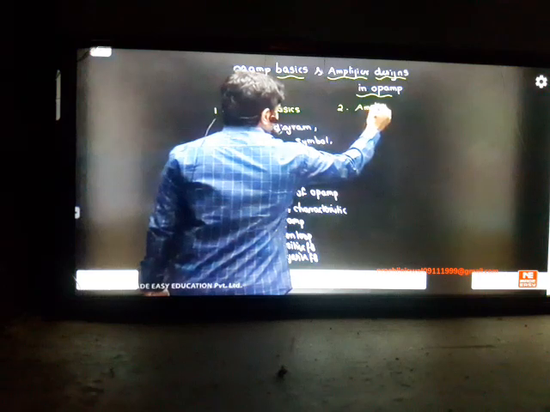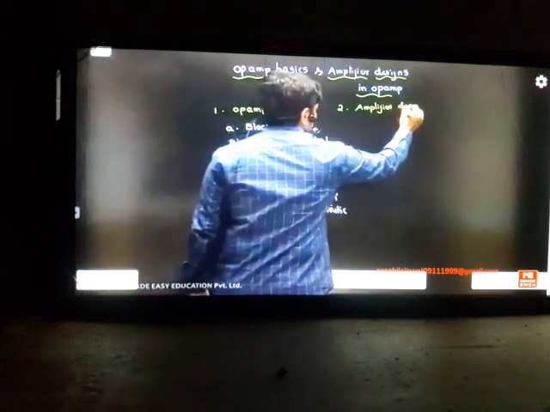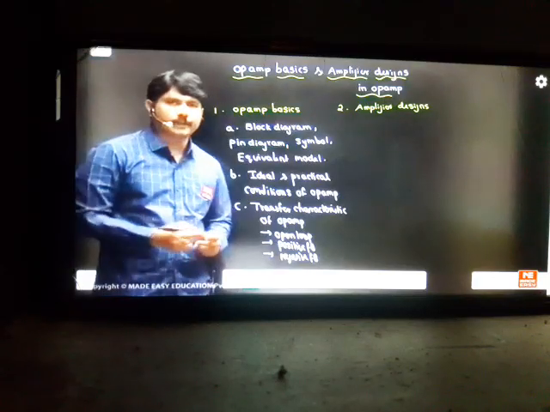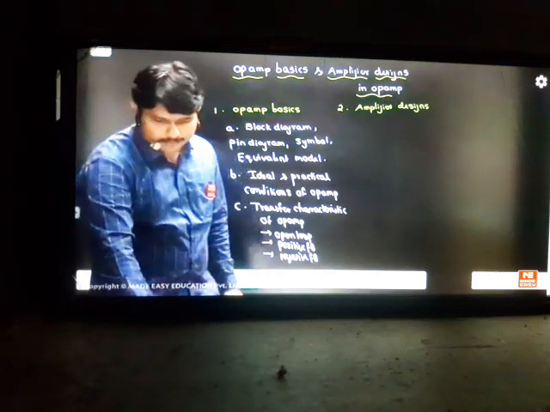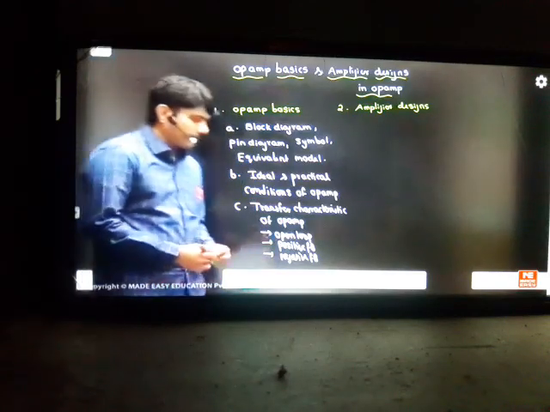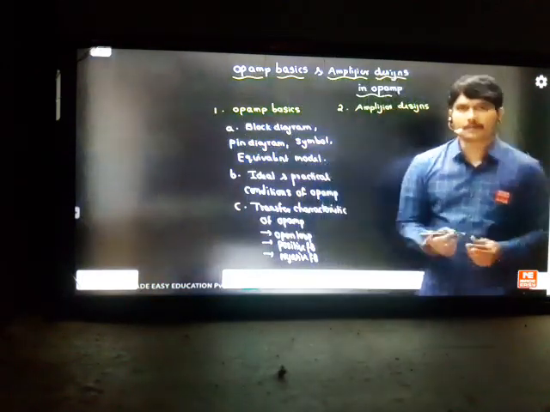So the next module, the second module, is based on amplifier designs. Amplifier designs will come under which category here? Open loop, positive feedback or negative feedback? Negative feedback, yes. Negative feedback will give more stability for the amplifiers. Positive feedback and open loop systems will not.